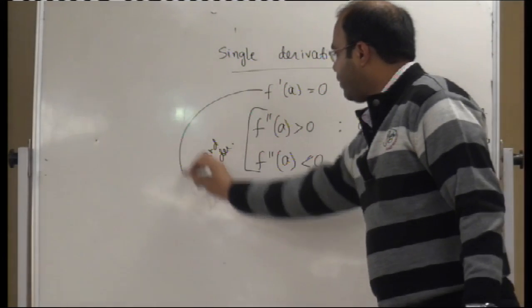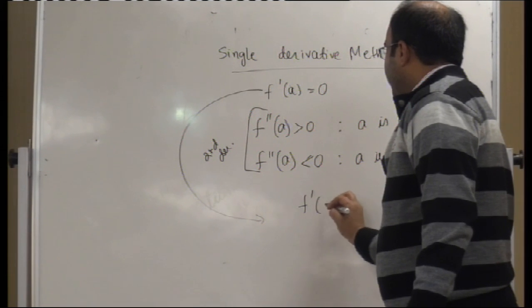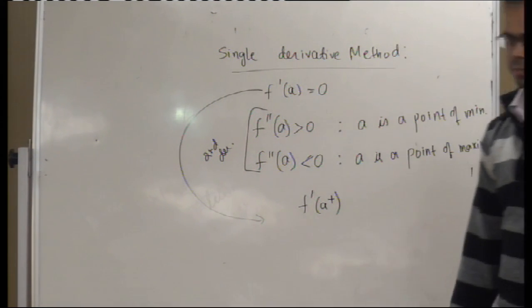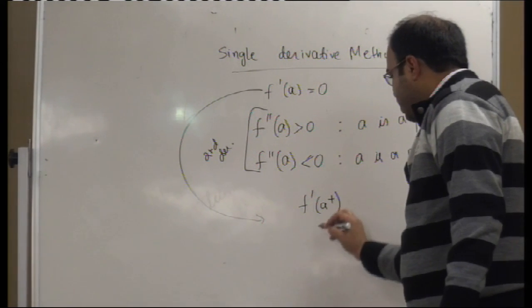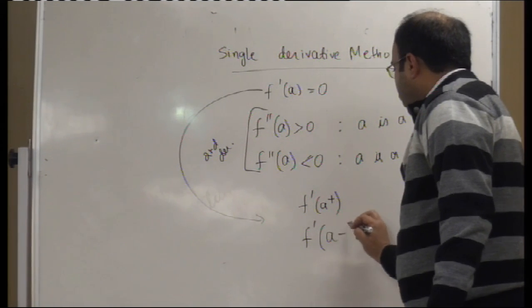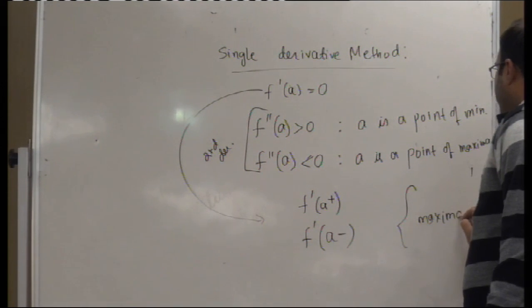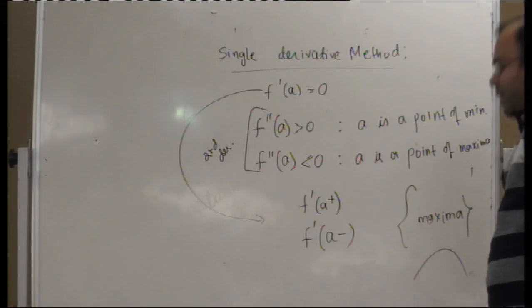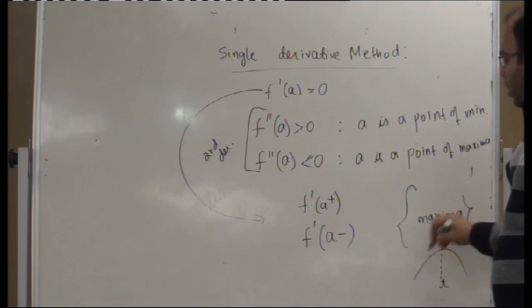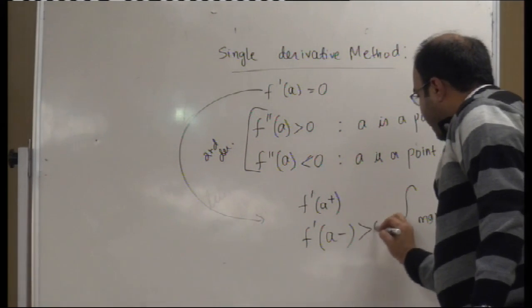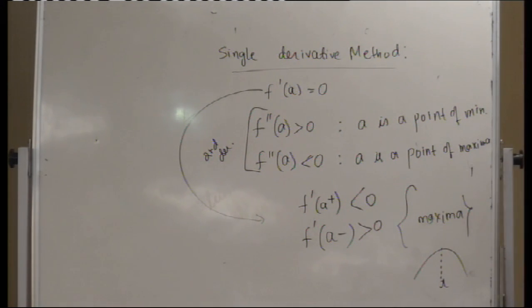In the first derivative test, what we do is, when the first derivative is 0, we check in its neighborhood the sign of the first derivative, like f dash a plus, which is the same thing as f dash of a plus h, and f dash of a minus. Now if this is a point of maxima, then the curve goes something like this. So the derivative before a is positive, and the derivative after a is negative. So we say that this is the point of maxima. I hope this is clear to everyone.